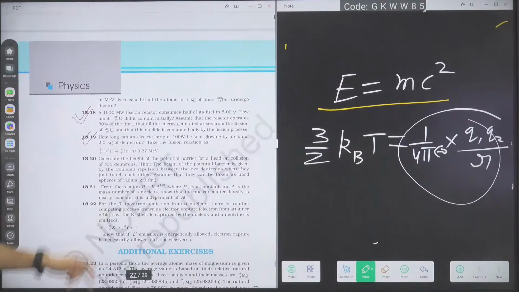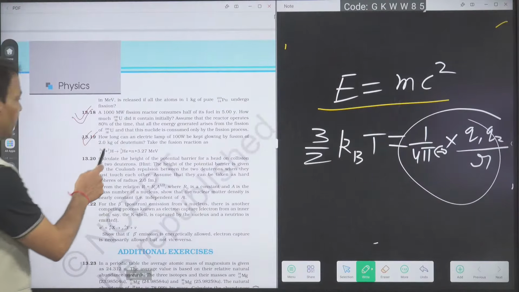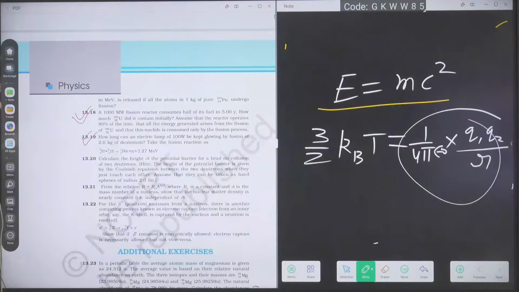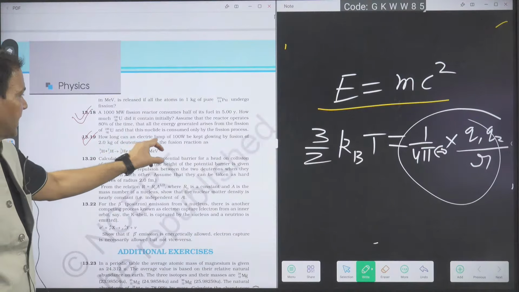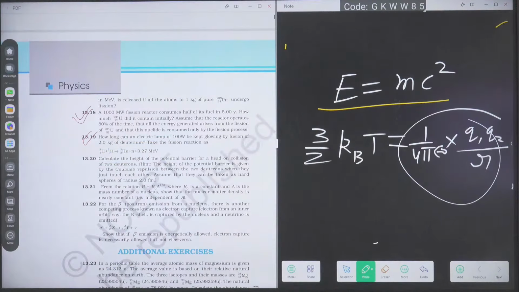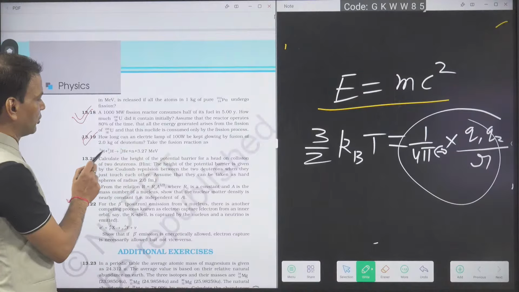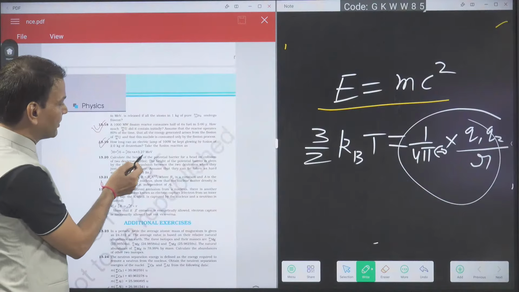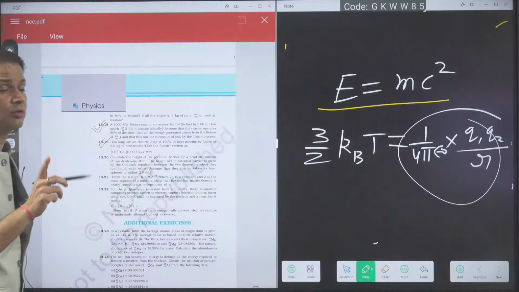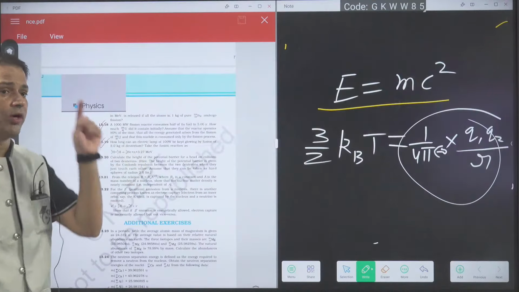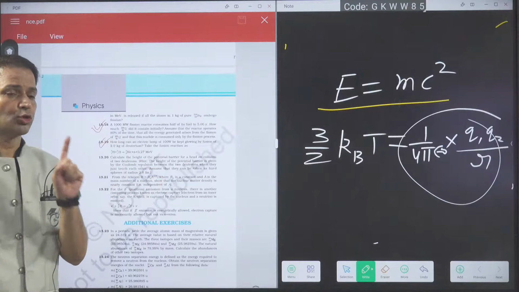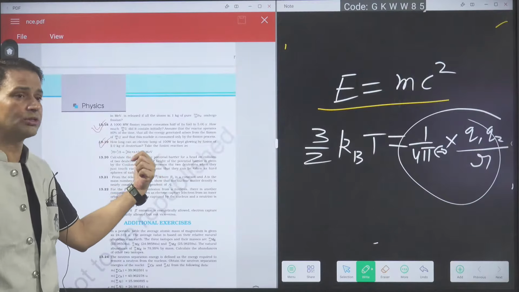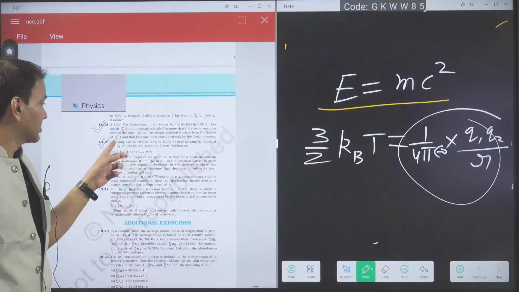Here, question 13.19, 13.18, is based on the nuclear reactor and nuclear fusion. How long can an electric lamp of 100 watt be kept glowing by fusion of 2 kg of deuterium? So 2 deuterons form 2He3. How much energy is released for 2 deuterons? 3.27 MeV. So per deuteron, 3.27 by 2. How many total deuterons do we have?